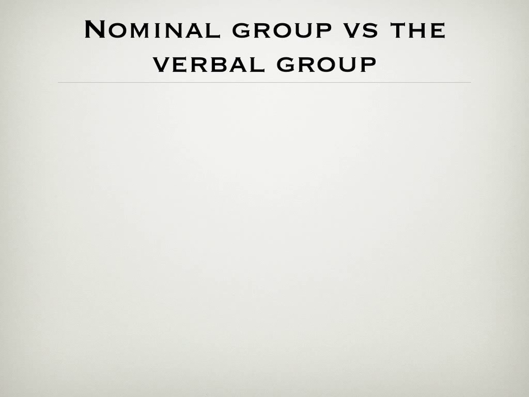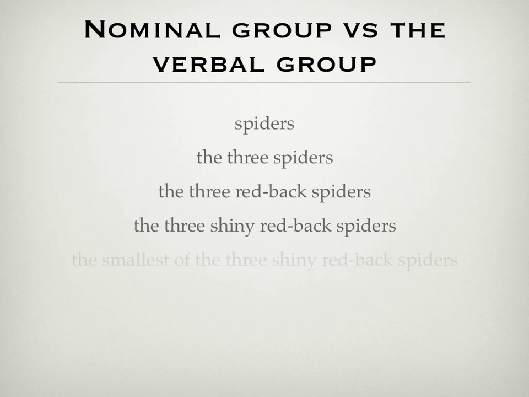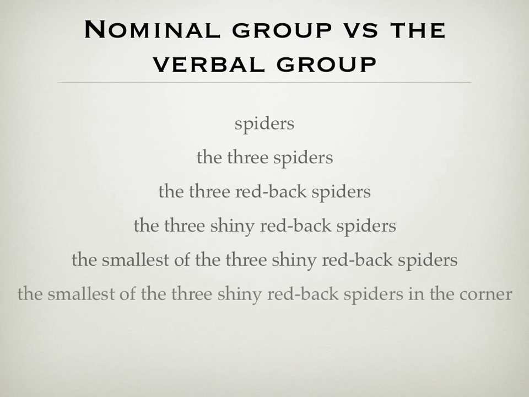Here's the nominal group. We'll start with this word, spiders. The 3 spiders. The 3 red back spiders. The 3 shiny red back spiders. The smallest of the 3 shiny redback spiders. The smallest of the 3 shiny redback spiders in the corner. You get the idea. And now for the verbal group.